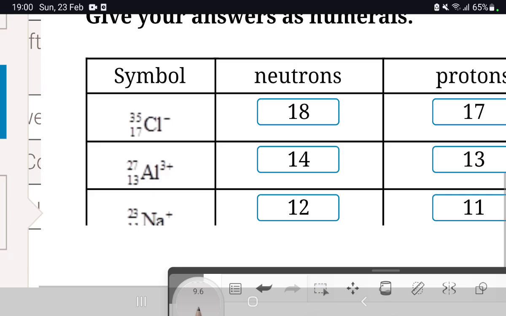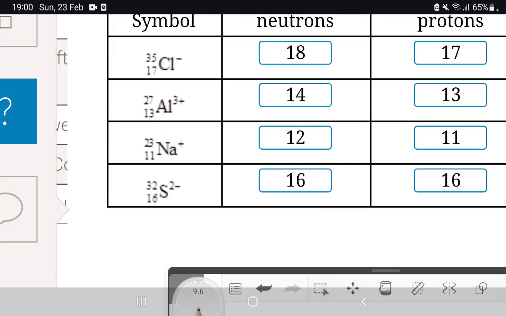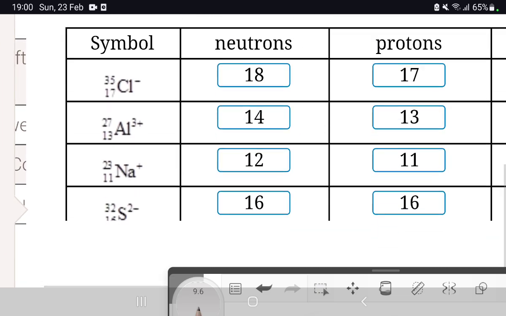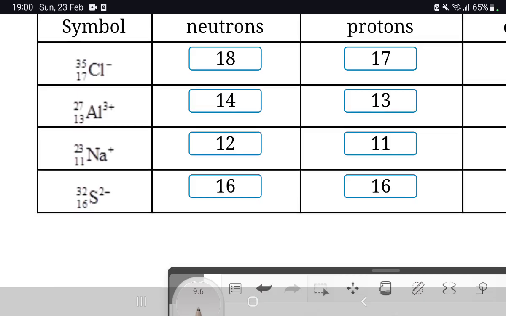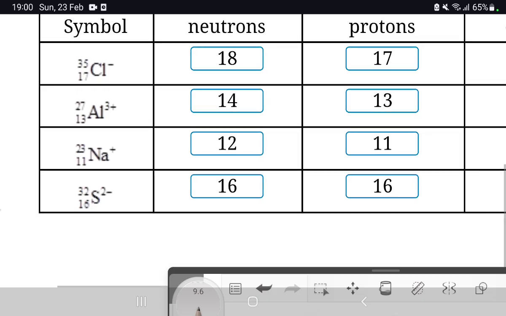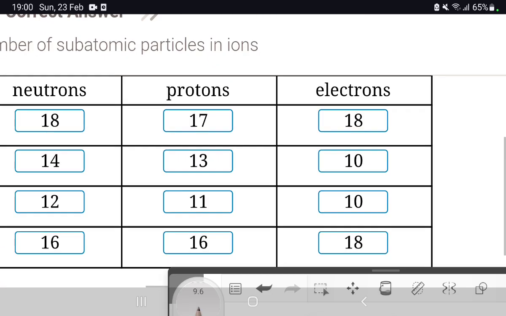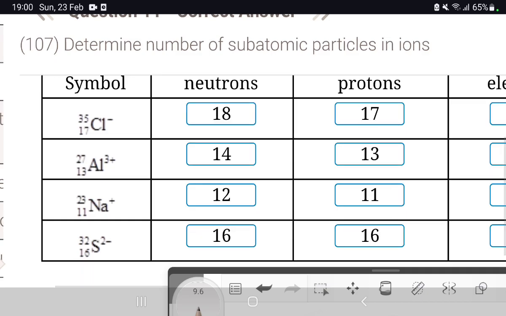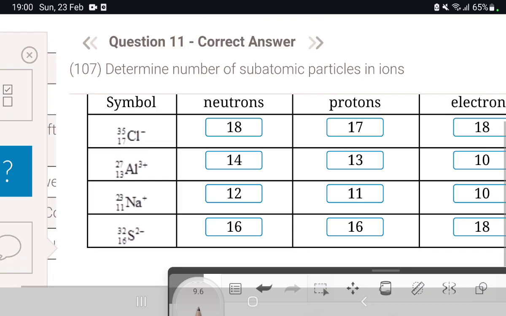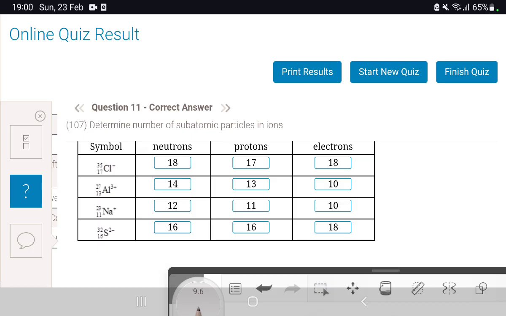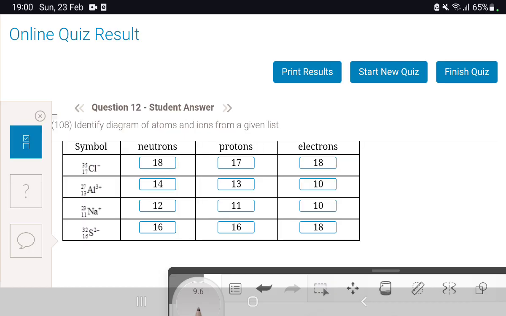S2 minus. Neutrons, we're gonna do 32 minus 16, which will give us 16. The protons, it's the atomic number, which is 16. And then the electrons, we're gonna do 16 plus 2, because it's S2 minus, not S2 plus. It's S2 minus, so we add 2 electrons.